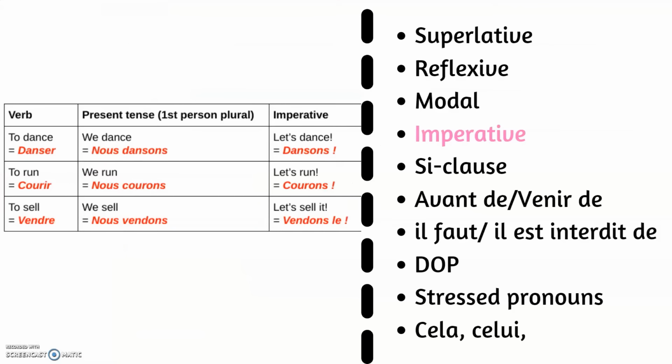Imperatives. So imperatives are what you may have known in primary school as bossy verbs, and it's just instructing people. So what you do is you take the infinitive of the verb, then you put it into present tense nous form, and then you just take away the pronoun before that. So for example, danser, you put nous dansons, because that's the nous present form, and then you just take away nous and put dansons, which means let's dance.